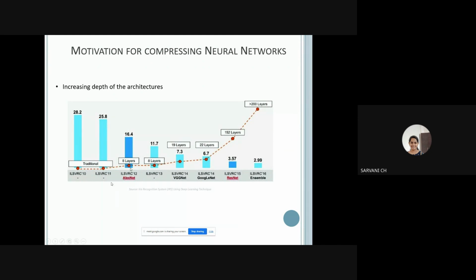Initially, it was observed that increasing the number of layers led to an increase in performance. As you can see, initially they increased the number of layers and observed the error rate decreasing. And as it continued for a few years, though a lower error rate was observed, these deep models could not be deployed on edge constraint devices such as mobiles, cameras, drones, autonomous vehicles, etc. Then researchers focused on compressing these architectures without losing much performance.